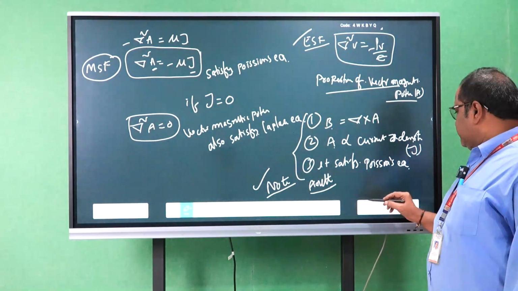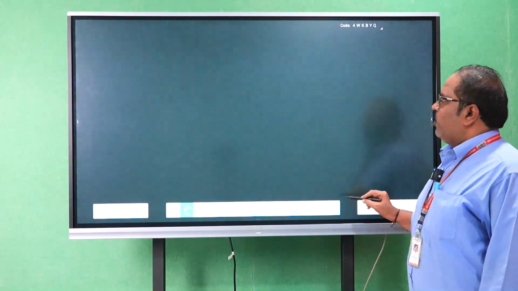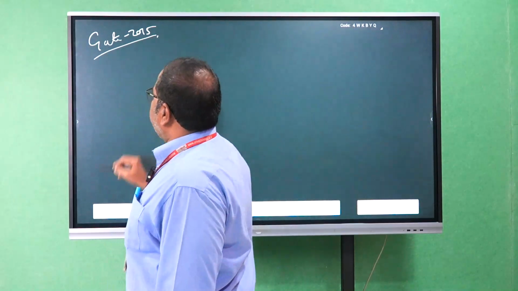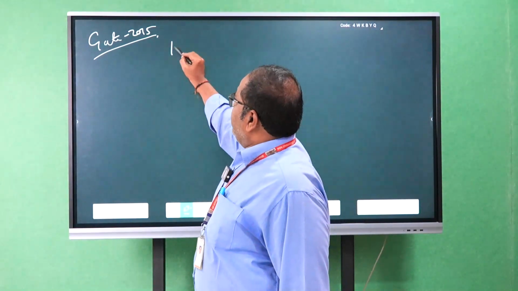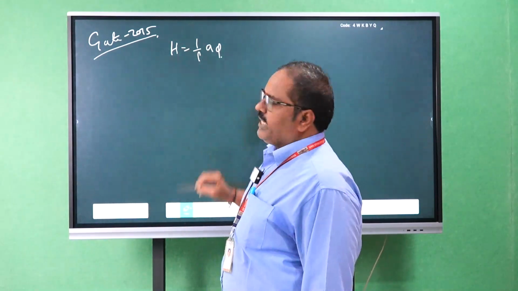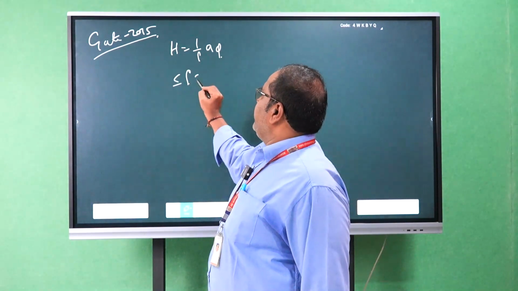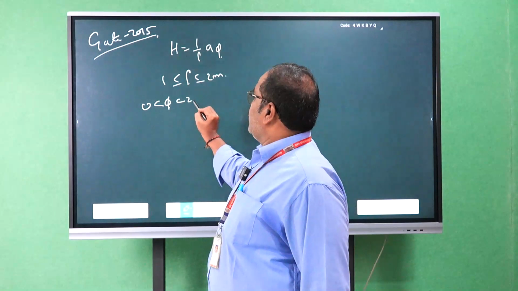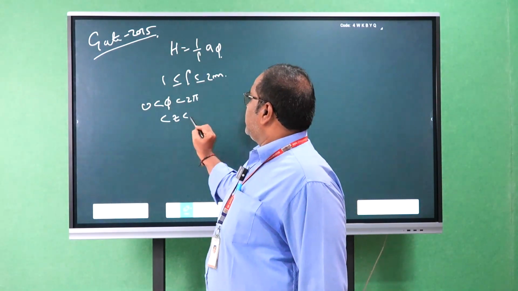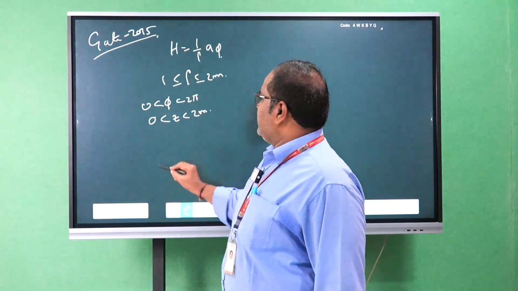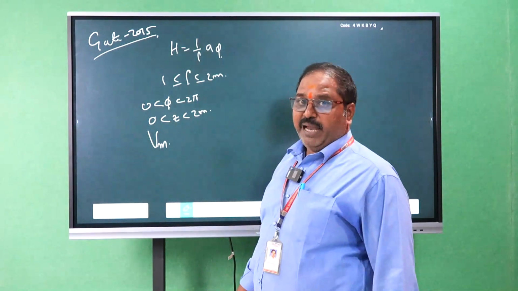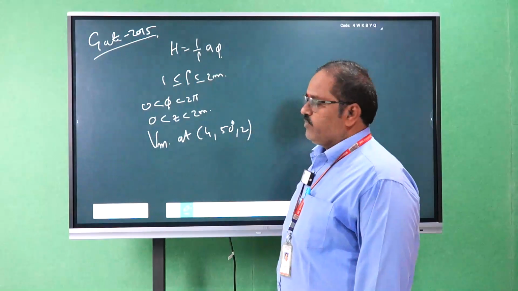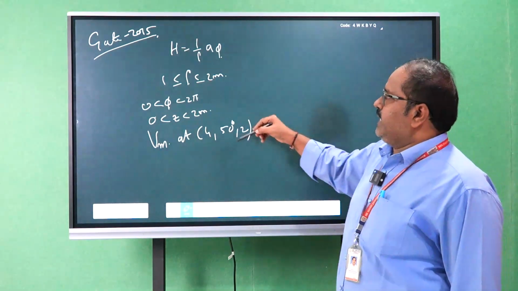Next, there is a scalar magnetic potential, one of the important points in GATE 2015. One problem is there: H is equal to 1 by rho a phi, where rho is between 1 and 2 meters, phi ranges from 0 to 2 pi, and z ranges from 0 to 2 meters. Find the scalar magnetic potential Vm at 4, 50 degrees and 2. This is one of the important problems in GATE 2015.